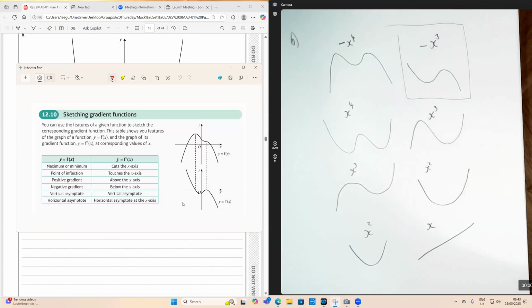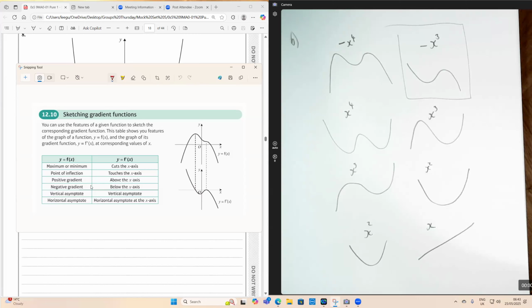Okay, so in this example from the textbook, we can see that we're expecting this kind of shape, so we bear that in mind. Now let's look at the other pieces of information that we're given. We're told that a point of inflection just touches the x-axis. We're told that a positive gradient means we are above the x-axis for the gradient function. And you can see here we have a positive gradient in this bit that I'm indicating with the cursor. So the graph is above the x-axis in that portion.